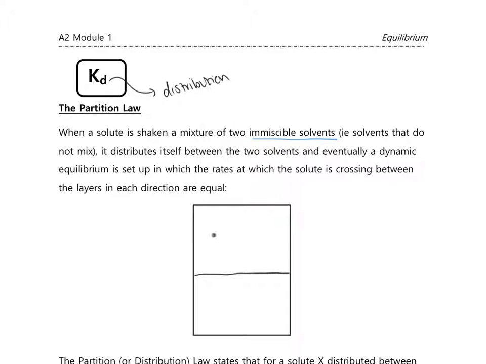So if we draw our organic solvent on top, generally organic solvents tend to have a lower density than aqueous solvents, so they tend to form the top layer. We'll shade that in yellow to show that organic solvent. So this is the organic layer. This is the aqueous layer. And this represents a separating funnel.